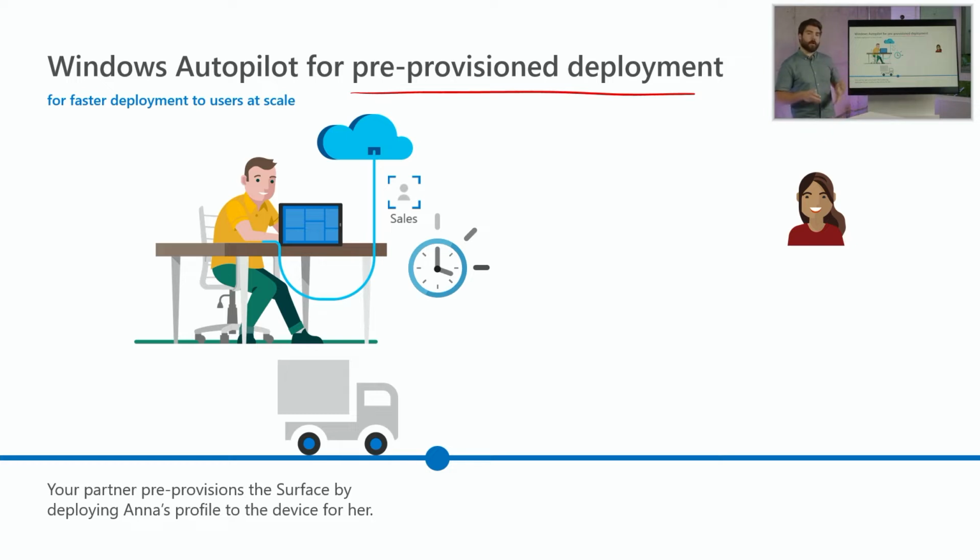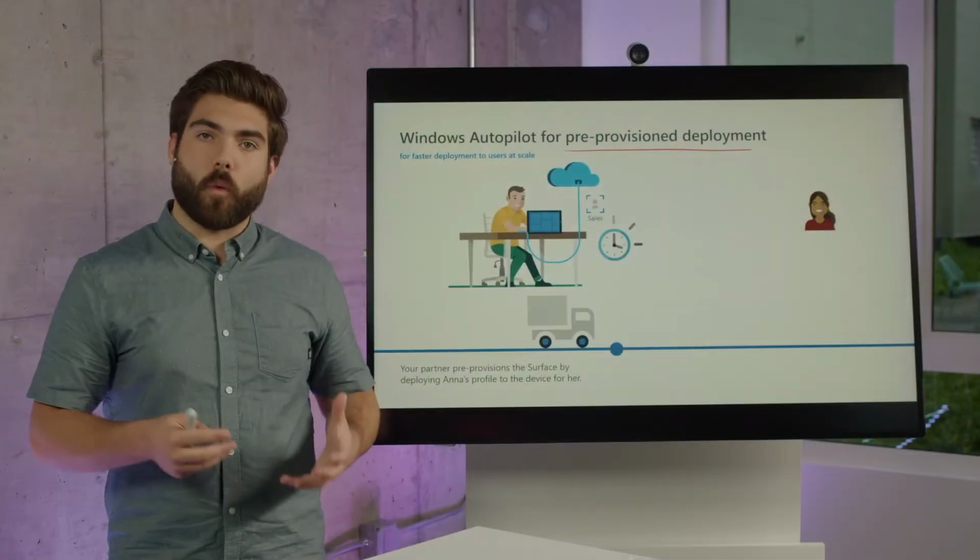With pre-provisioned deployment, it is very similar to the zero-touch deployment. What happens this time is an IT individual or someone with your partner at Bytes chooses to intercept the device before it gets to the end user. So rather than Anna, again, downloading everything herself, they can begin that process for her.